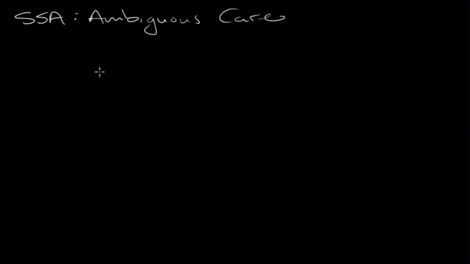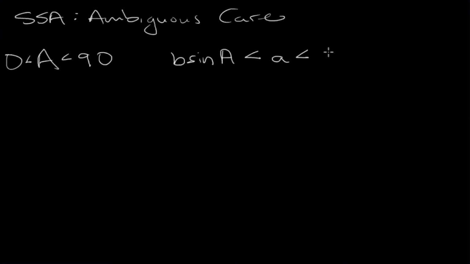And the time when you have two solutions is if the angle that you're given is between 0 and 90. Okay, so if you have an acute angle that you're given, and the opposite side is greater than b sine A, because if it was actually equal to b sine A, you'd get a right triangle. So if it's greater than that, but less than the length of the other side.